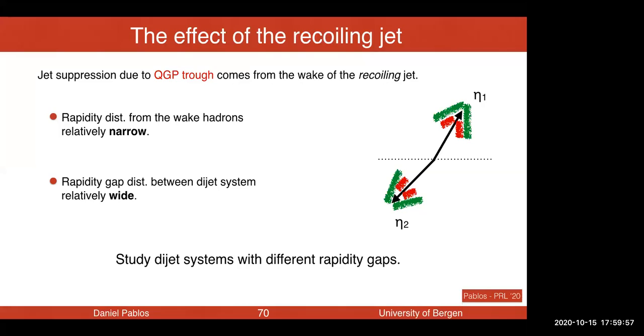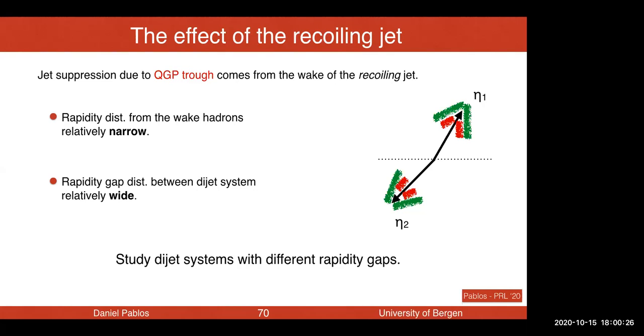Between the two jets, indeed, the wakes of the jets can affect each other. You always have a dijet system, right? There's always one jet that loses more energy than the other for any reason. And therefore, this one will have a larger wake. And the larger wake of this one can affect the other jet only if they are aligned in rapidity, because the distribution of particles from the wake in rapidity is pretty narrow.